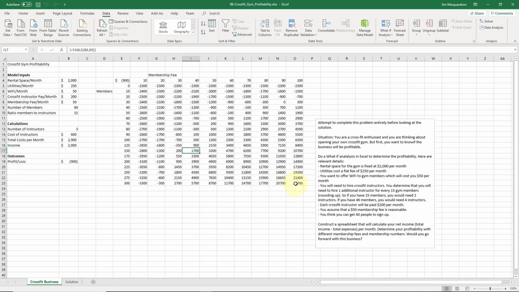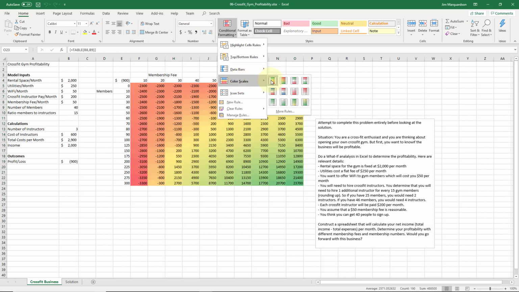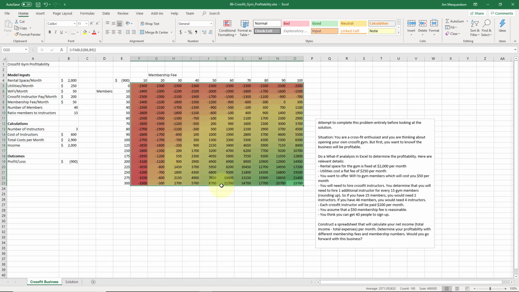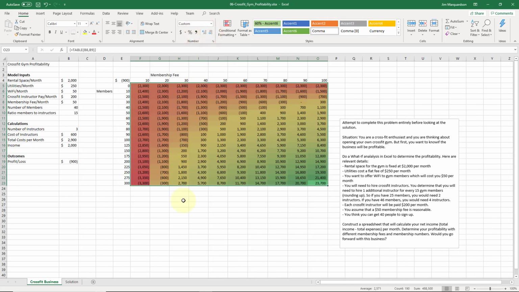And now I'm going to select all these, one of my favorite tools in Microsoft Excel. If I go Home, Conditional Formatting, Color Scales. Let's change these color scales. Oh, it's so pretty. Looks really good. I want to see commas in here. I don't necessarily care about the dollar sign.